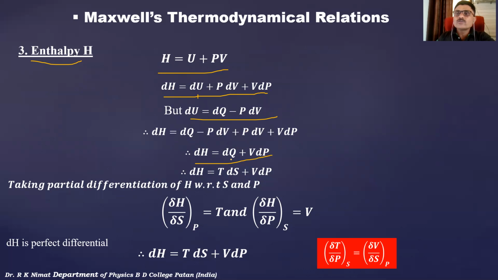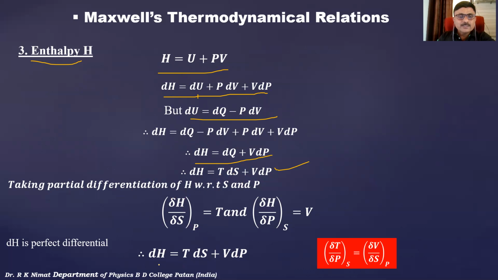But we know that according to the second law of thermodynamics, dq is nothing but T dS. So dH = T dS + V dP. This will be the thermodynamic potential in terms of enthalpy. Now differentiate this with respect to S and P, because enthalpy is a function of entropy and pressure. You will get (∂H/∂S) at constant P is equal to T, and (∂H/∂P) at constant S is equal to V.